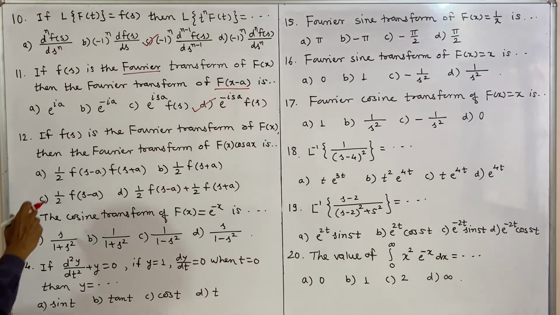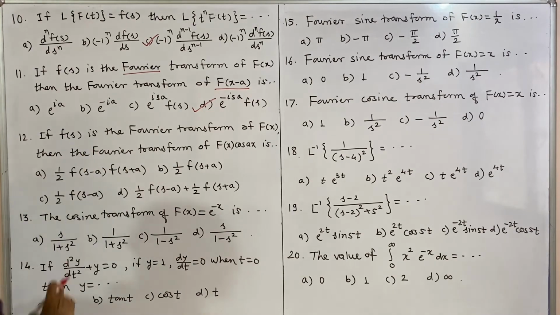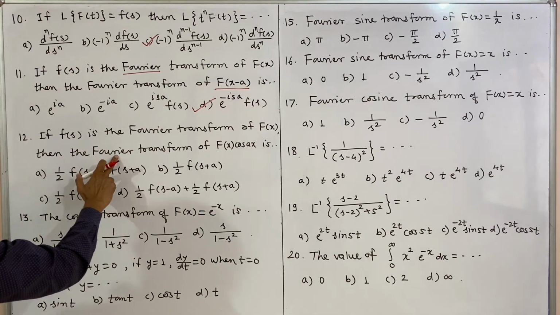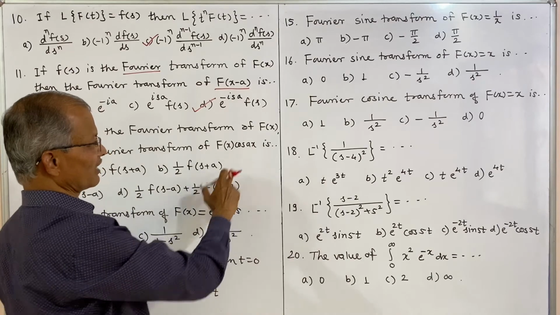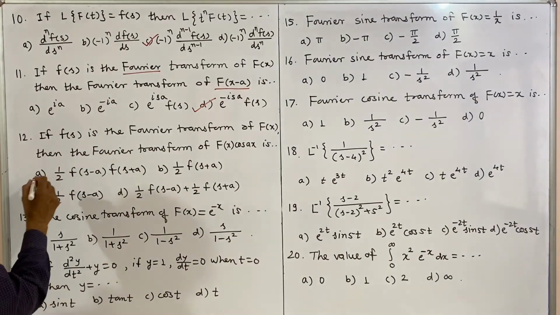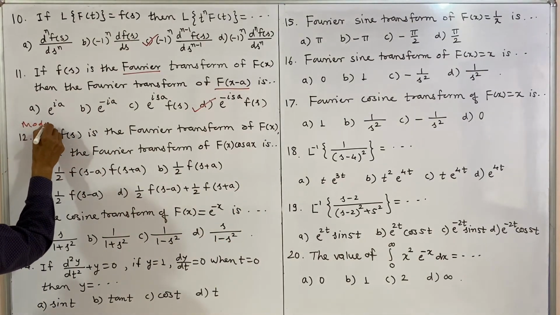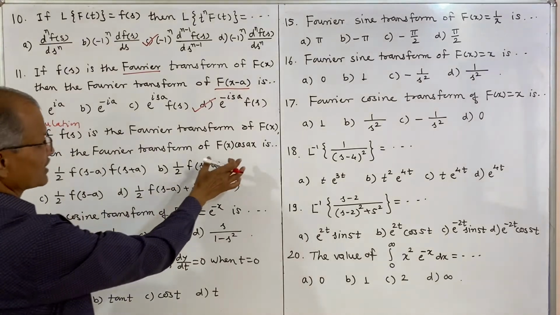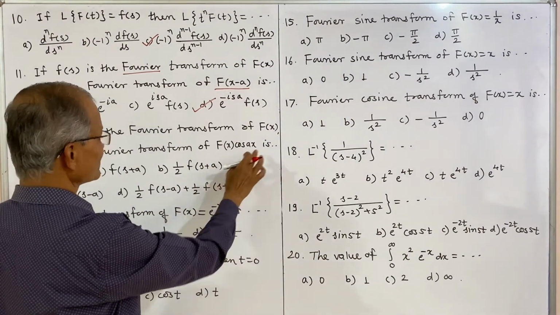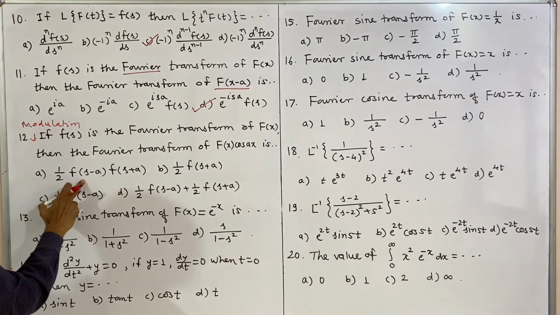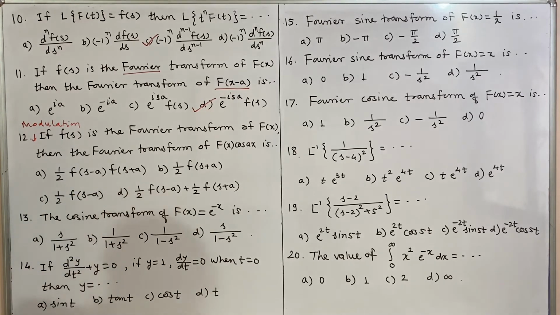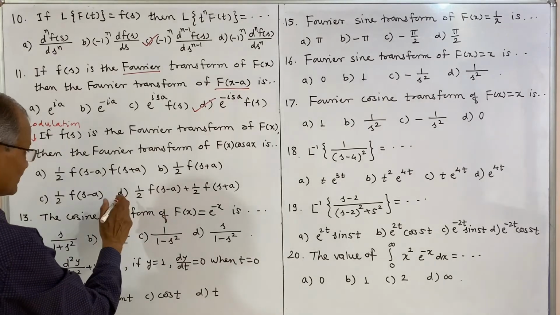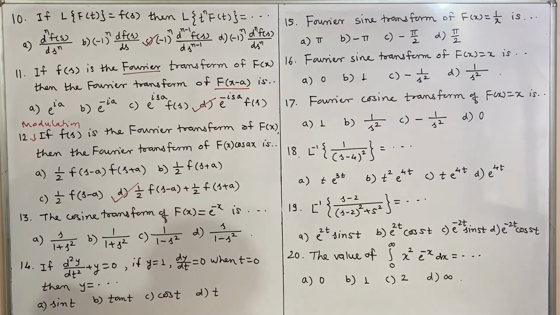The next is, if f of s is the Fourier transform of capital F of x, then the Fourier transform of F of x into cos ax is. So this is also a theorem, which is the modulation theorem. So this 12th is the modulation theorem. Fourier transform of capital F of x multiplied by cos ax is half f of s minus a, or actually it is the average of f of s minus a and f of s plus a, and this is the correct alternative. Half f of s minus a plus half f of s plus a.